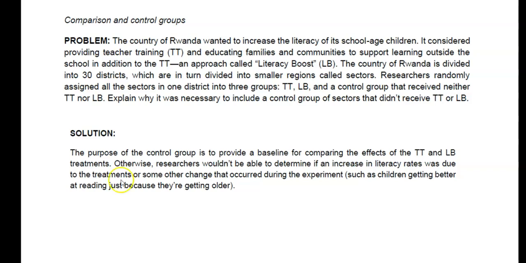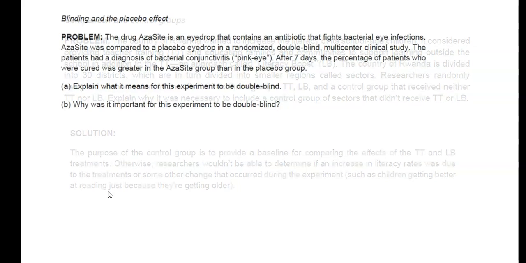So the purpose is to provide a baseline for comparing the effects of the different groups. So it's there for comparison, all right? That's what a control group is. They might not be able to determine if an increase in literacy rates was due to the treatments or some other change, just because they're getting older, right? So that way we have a group to compare to.